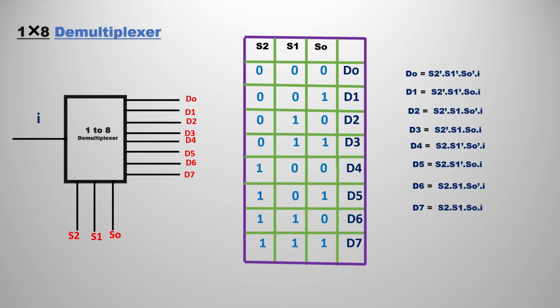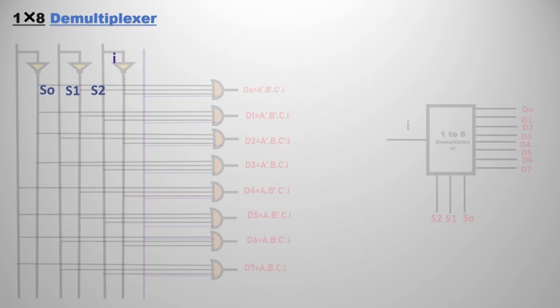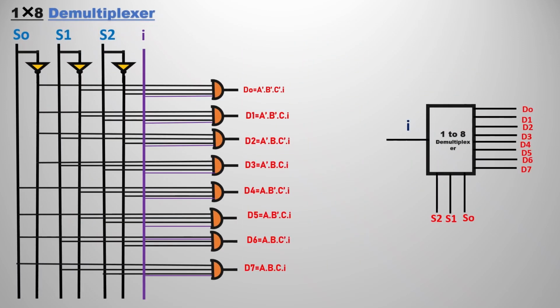In a similar fashion, if you observe the first one, it is S2 bar, S1 bar, S0 bar and I. Similarly, if you want the circuit diagram, or if you want to know what is inside the box of the 1x8 demultiplexer, you just take the output expressions.